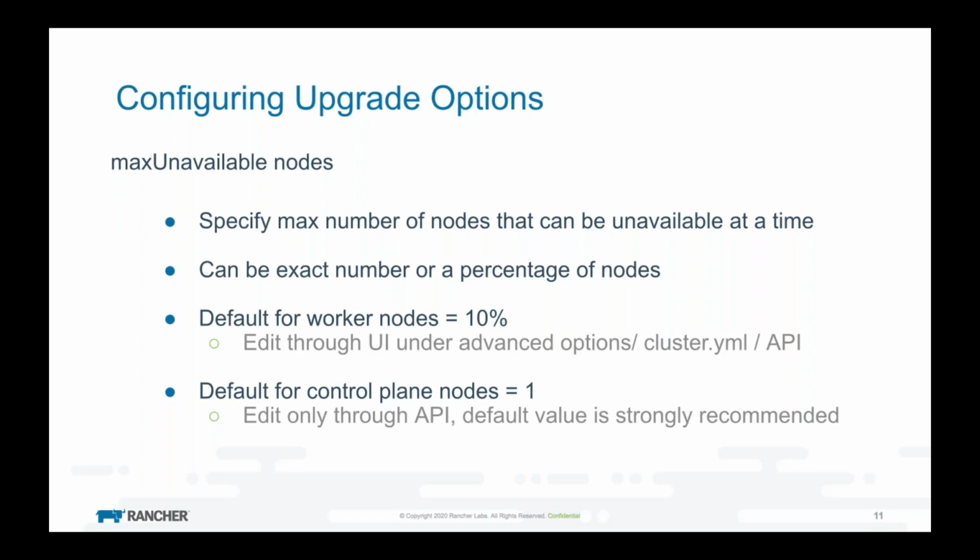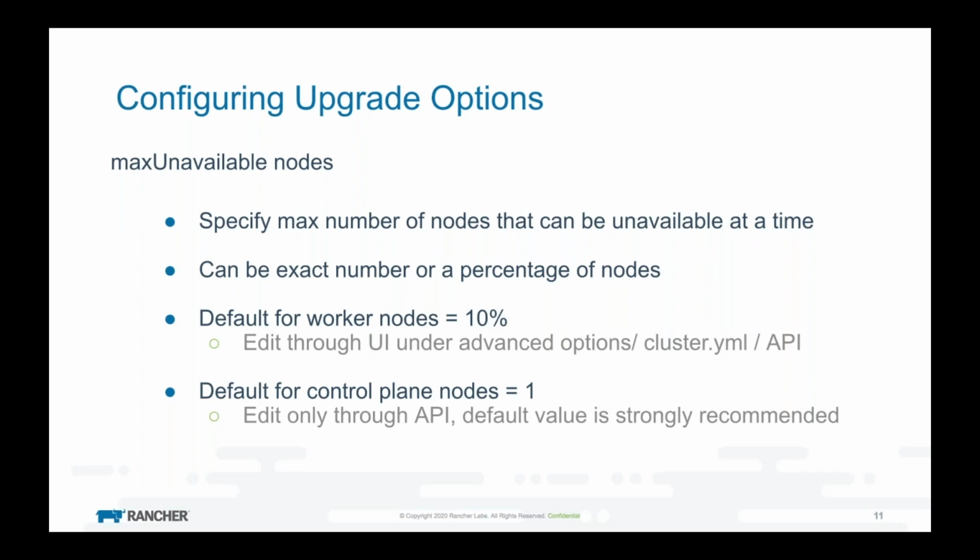Like the name suggests, it specifies the maximum number of nodes that can be unavailable at a time during upgrade. If at any time the number of nodes that are unavailable during upgrade exceeds max unavailable, then the upgrade would stop. This max unavailable can be provided as an exact number or a percentage of nodes. The default value for worker nodes of max unavailable is 10%, and it can be changed through the UI. I'll show that in a minute.